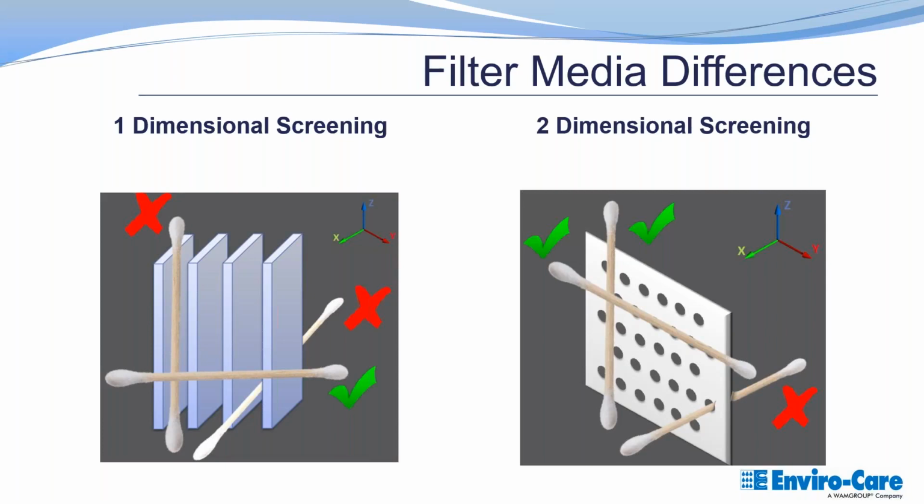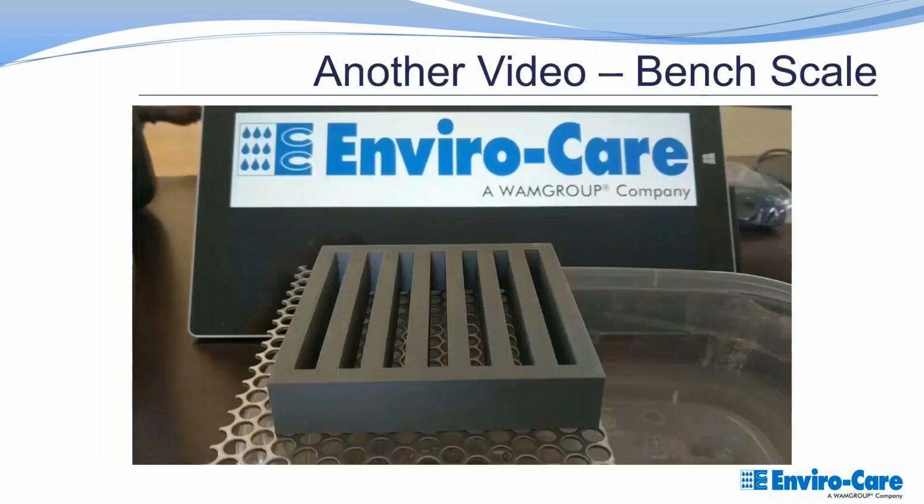Whereas a perf screen is automatically going to be capturing the vast majority of those rags and wipes, as well as the other debris like tampon applicators and condoms and all the other unpleasantness that we deal with on a daily basis. That's much more likely to be caught by a two-dimensional screen. This is a quick demonstration that I frequently do.